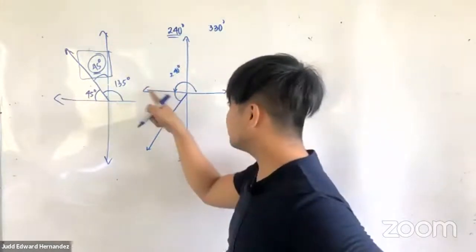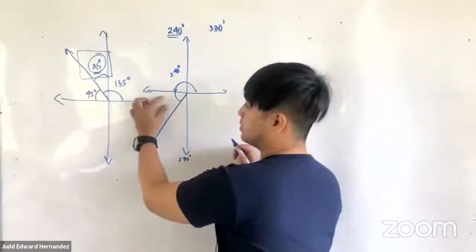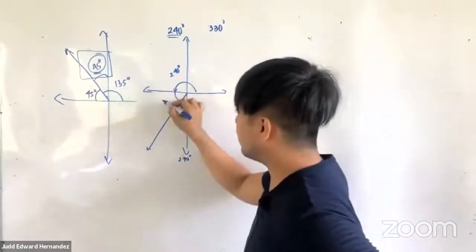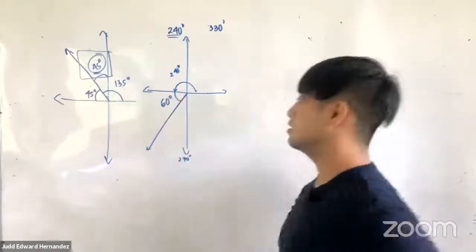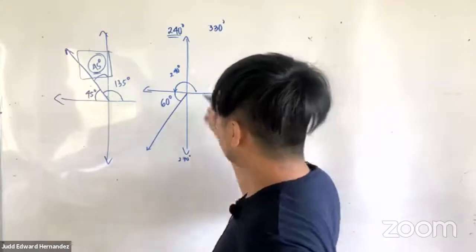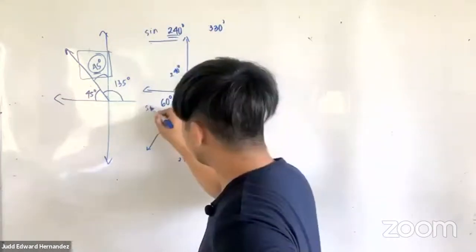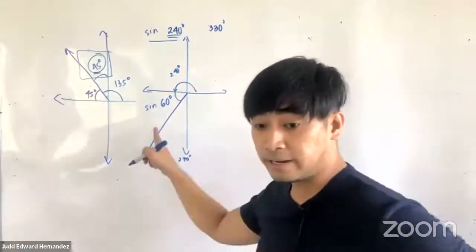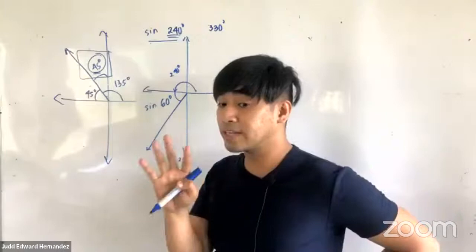But then, ano po ngayon yung value nito? What is now the value of the reference angle? The value of the reference angle now is 60 degrees. Okay. So, kung i-check mo ngayon sa calculator mo, pag sinabi mong sine 240 degrees, that is also equal to sine 60 degrees. Are we clear? Ang mangyayari lang po dito is magbabago yung signs natin.